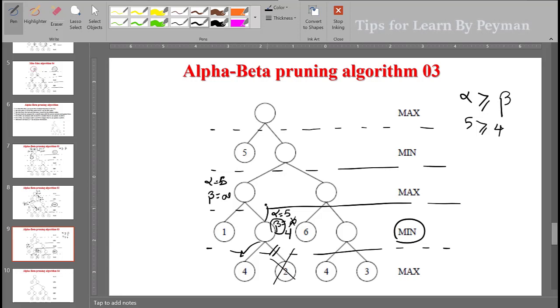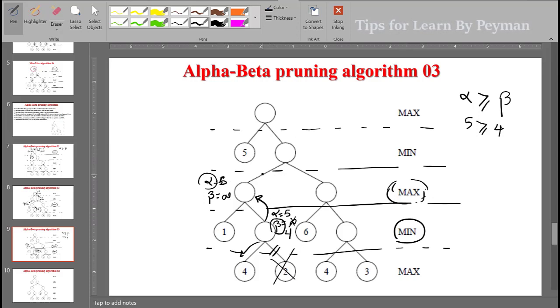So we go back to this level. We are located in the maximum level here. So in the maximum level we look at the alpha. We are looking for the bigger number. We have 5 and 4, and the alpha value is 5. It has taken the highest value, so it does not have any change here.